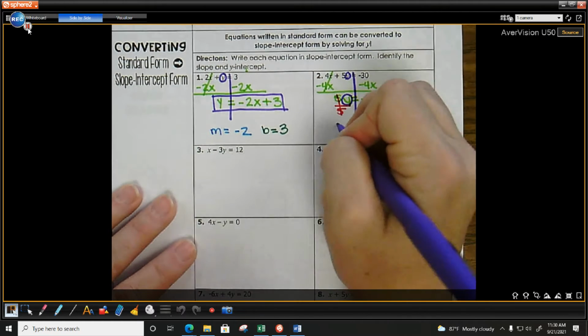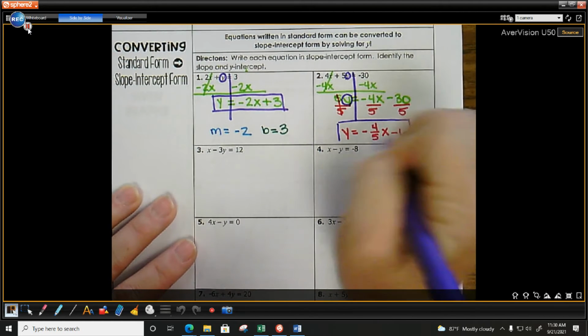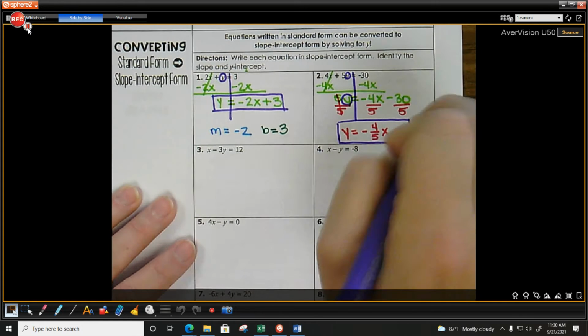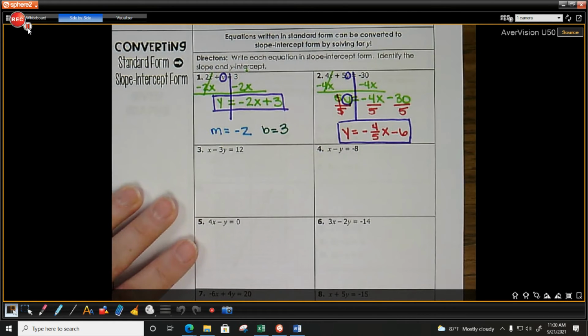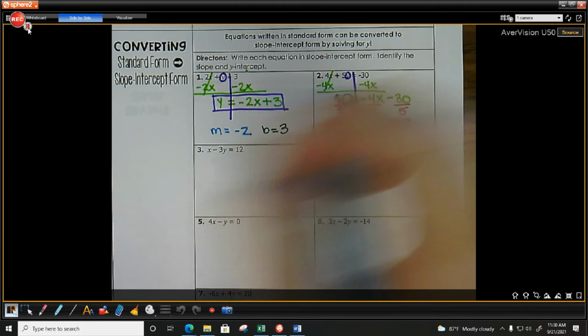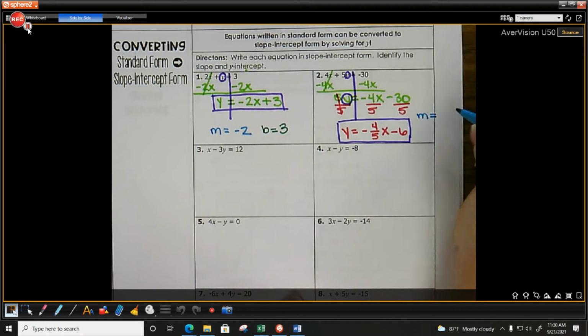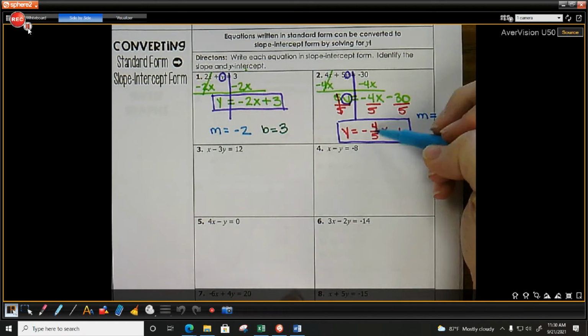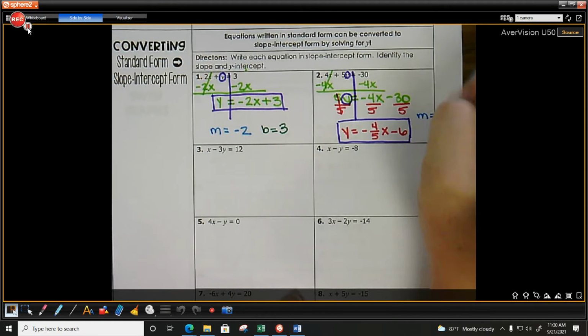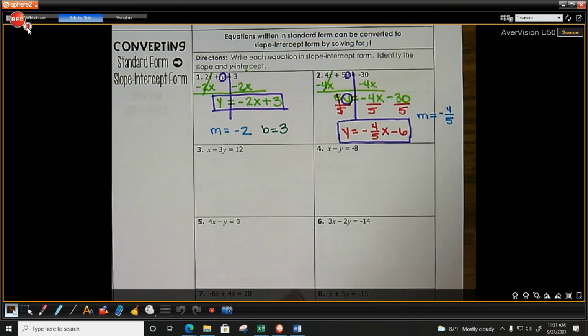Okay, what is my slope, or what is my m, Samantha? The m is 4 over 5. What kind of 4/5? Negative 4 over 5. Very good. What is my b? Negative 6.